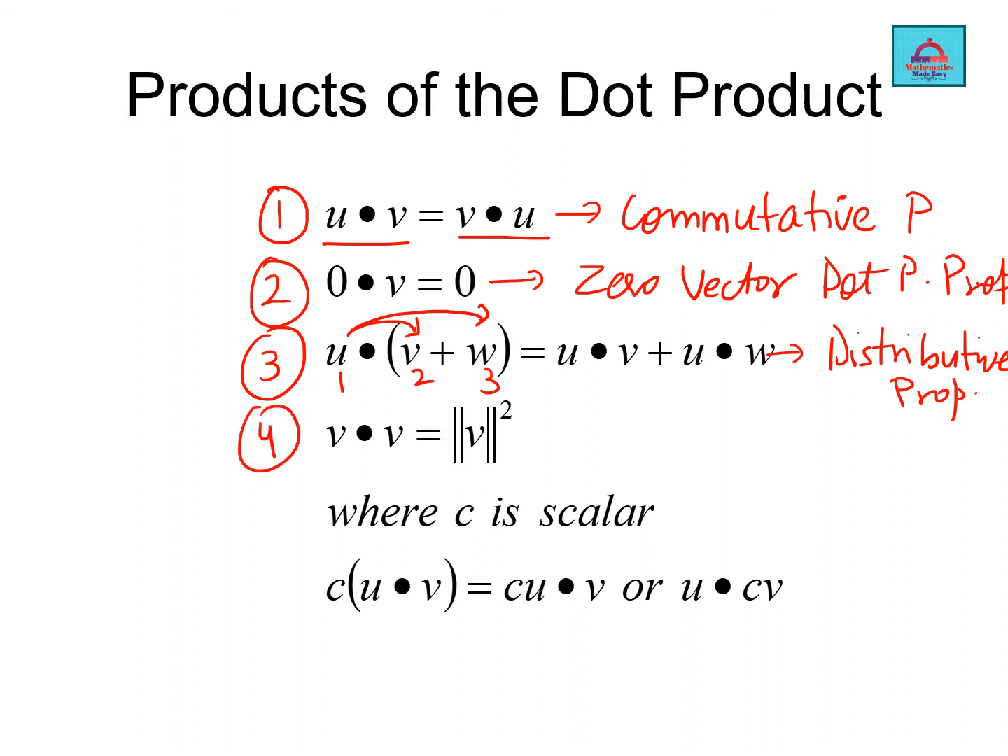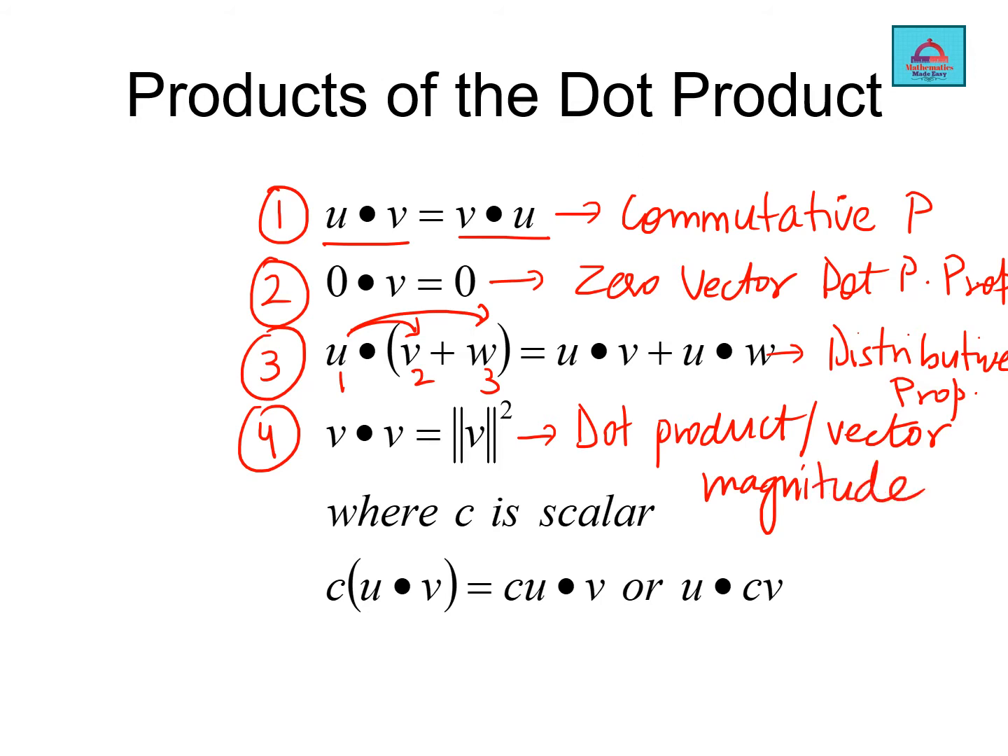Next one, where you take the dot product of the same vector. So v dot v is equal to the vector magnitude squared. This is called the dot product and vector magnitude relationship. Why vector magnitude? Because here I have taken the magnitude of the vector v and taken its square. So you can remember them by looking at their values. v dot v, definitely it is the dot product of the same vector, so it will be equal to the magnitude squared.